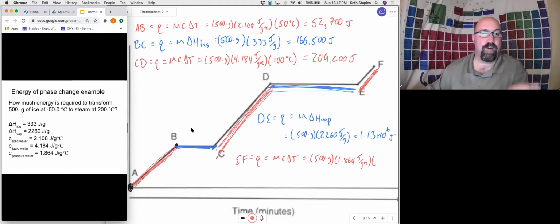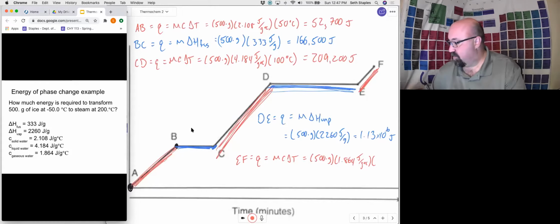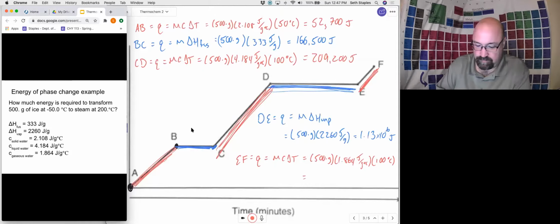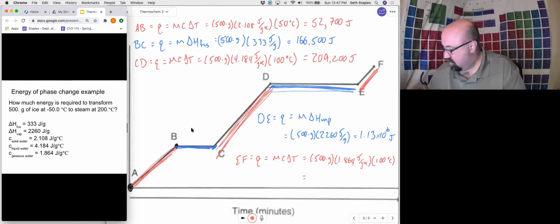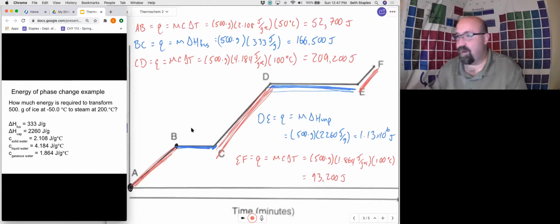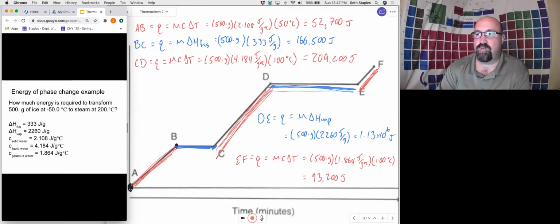And here we're going from 100, our boiling point of water, up to 200 degrees C. And so our temperature change is 100 degrees C. So we get 500 times 1.864 times 100, for an energy change of 93,200 joules.